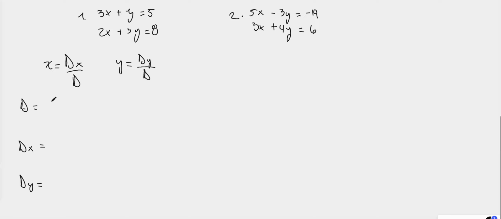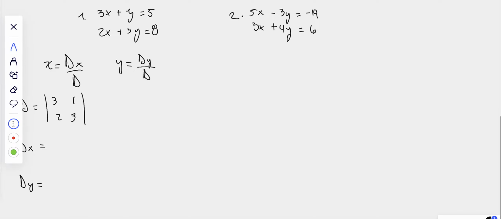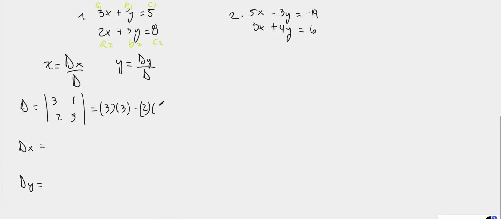So let's get the determinant of the constant, which in this case is 3. The matrix will be 3, 1, 2, 3. By the way, let me just write down here: this will be A1, B1, C1, A2, B2, C2. All right. So that is equal to 3 times 3 minus 2 times 1. And that's equal to 9 minus 2, which is 7.